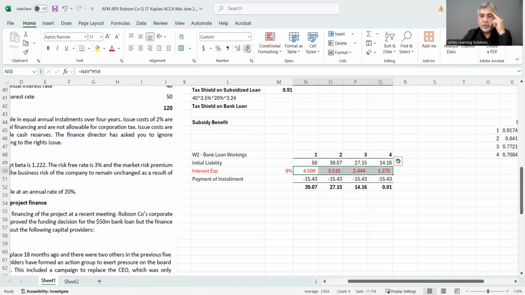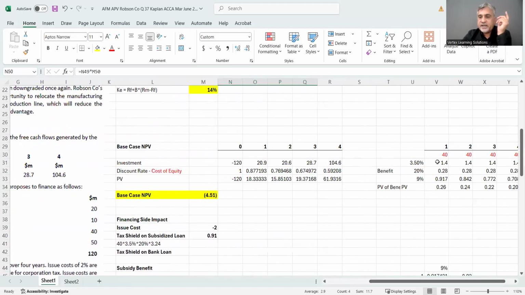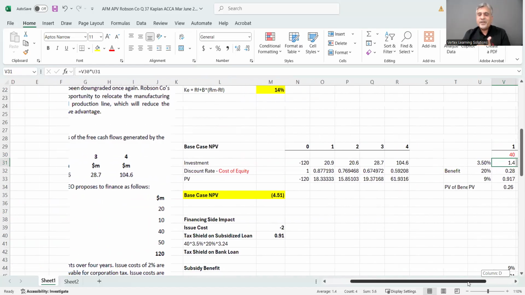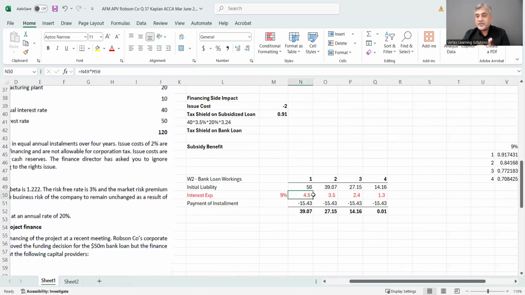Now, you see your interest payments are different. When you were doing the subsidized loan, the interest payments were the same, equal at 3.5%, because your principal amount was not changing. So this question is a good opportunity to learn, because subsidized loan interest calculation is very straightforward, but the bank loan interest calculation was different because you were returning back the loan. Now I will calculate my tax shield.